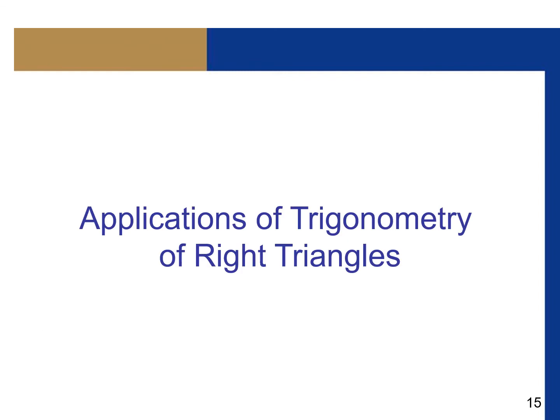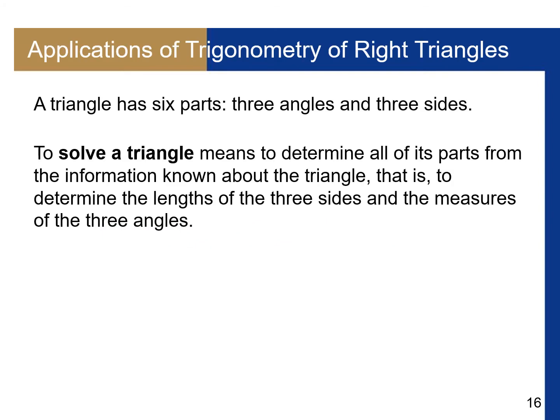Let's look at a few applications. A triangle has 6 parts, 3 angles and 3 sides. So if we want to solve a triangle, to determine all the parts from the information, that means to determine the lengths and the measures of the 3 angles.